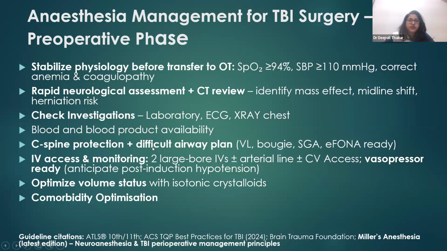C-spine protection, having your difficult airway plan and cart and equipment, appropriate size, as per patient's age, weight is very essential. IV access, we secure a large wide bore IV access, but yes, art line and central venous access, mainly subclavian veins, we are securing for patients who have severe traumatic brain injury, who are going to require prolonged ICU care, who are going to require vasopressors, mannitol. Again, it requires central venous access. Okay, so keep your vasopressors ready at induction, anticipating the hypotension.